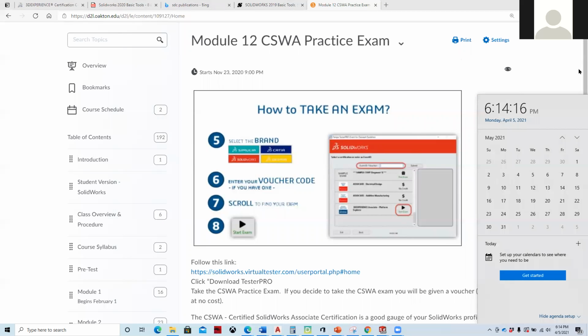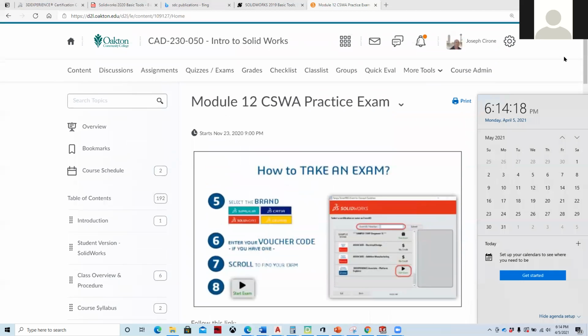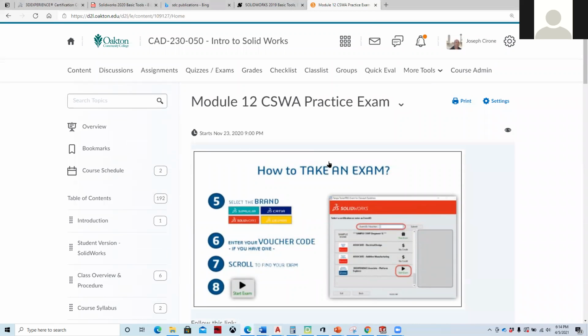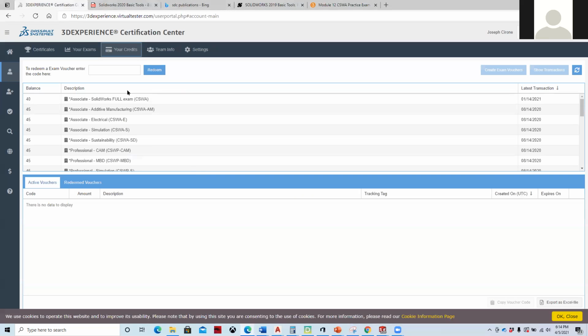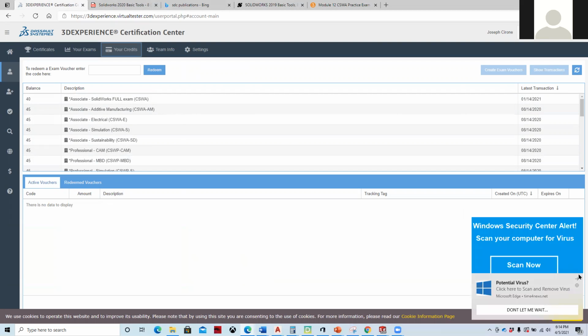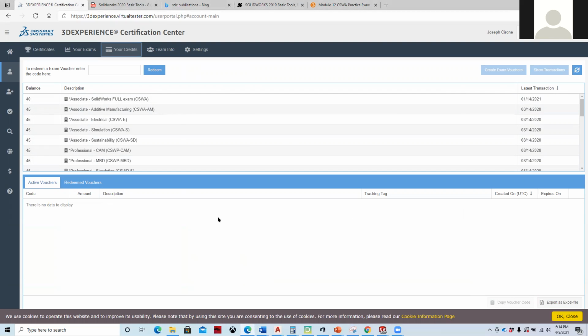And the way I run the course is that if you pass the CSWA exam, then you don't have to take my final exam. So I have the Oakton SolidWorks final exam, and then you can have the SolidWorks exam. I think I logged into my account over here. I have these vouchers. And if you are interested in some of the other exams, they charge $100 per exam.